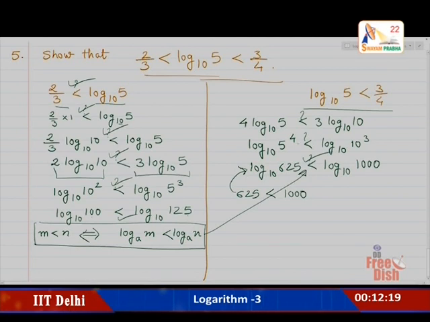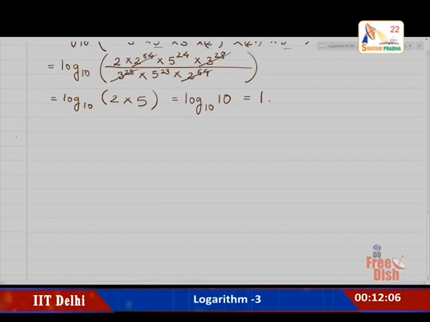So this is true. If this is true, then this is true, then this is true, therefore this also must be true. So we have proved 2 by 3 less than log to the base 10 of 5 less than 3 by 4. Let us see what is the fourth problem.